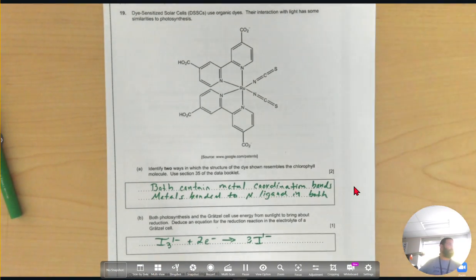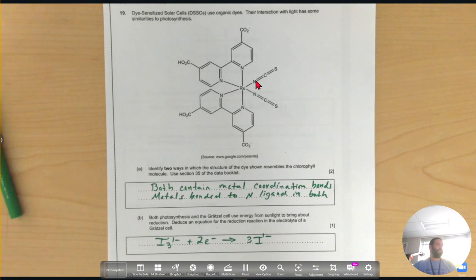So this is about the dye-sensitized solar cell. It's also known as a Grätzel cell. It says, identify 2 ways in which the structure of this dye resembles chlorophyll. So if you look in the data booklet, you'll see in chlorophyll you have a magnesium ion that has coordinate bonds in the center of the structure. So I just said both contain metal coordination bonds.